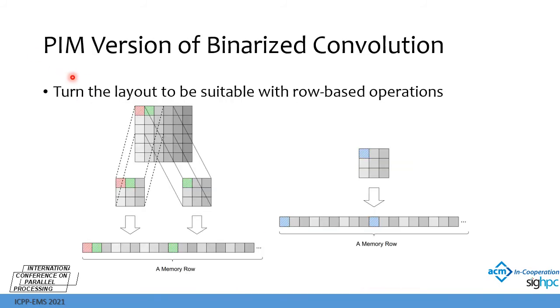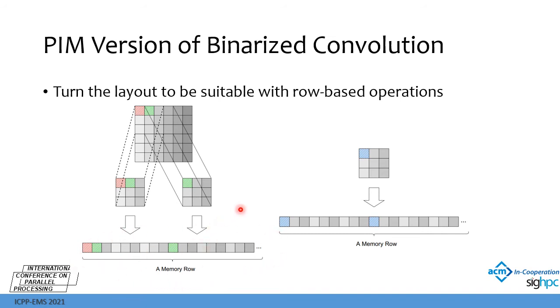For the processing memory version of binarized convolution, we first need to turn the layout to be suitable for the row-based operations. To do that, we first take out the first sliding window of the input and flatten it on a memory row. Then we take out the second sliding window of the input and also put it flattened on the memory row. We do the same for the third one, until we take out all the input sliding windows and make them into the format of memory rows.